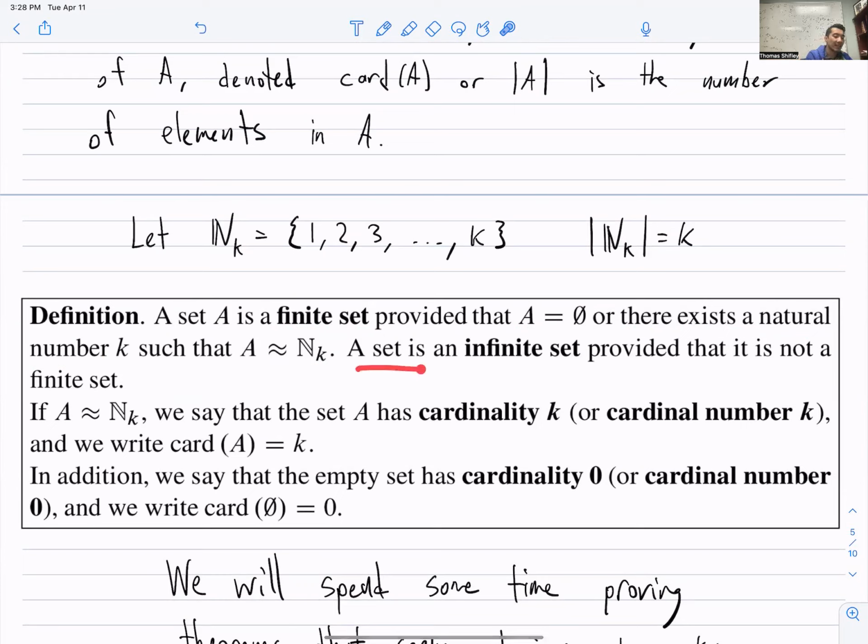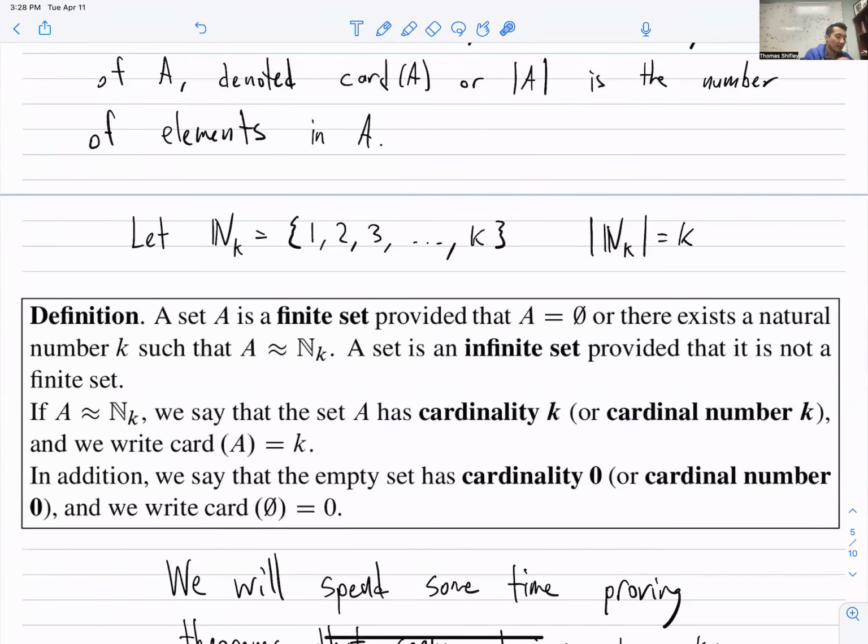A set is an infinite set if it's not finite. So whenever you're trying to prove things, at least in this homework with infinite sets, use the fact that it's the negation of it being finite. And so just take the negation of your statement, so either the contrapositive or the contradiction of your statement. Because that's our definition of infinite set: it's just not finite.